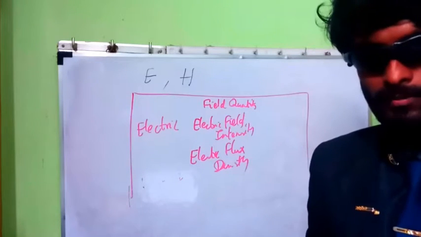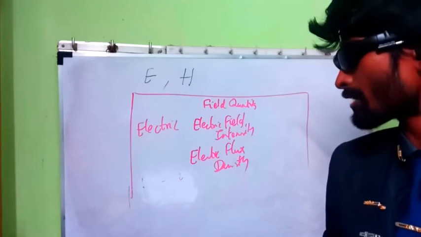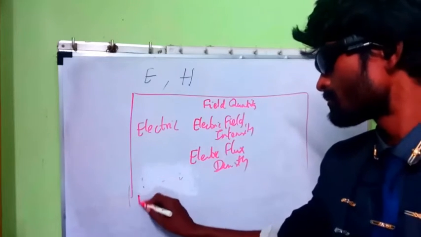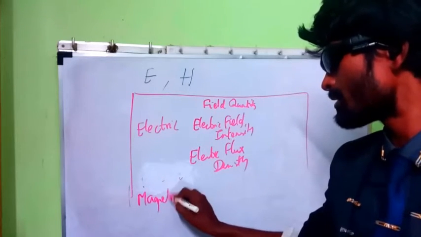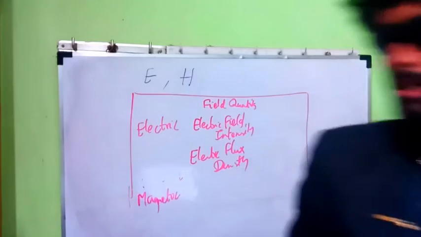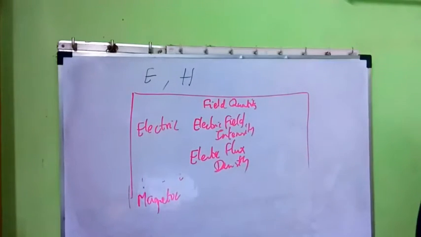Okay, and now I go with the next one, magnetic. In the magnetic also, two things are available. What are the two things? Magnetic field intensity as well as magnetic flux density. Both things should be available.